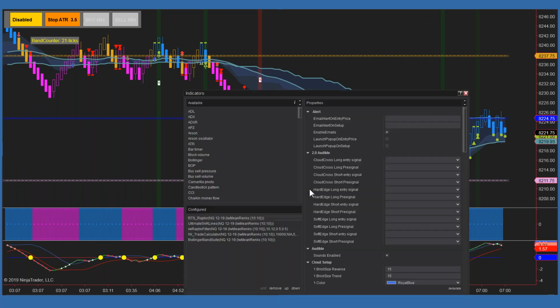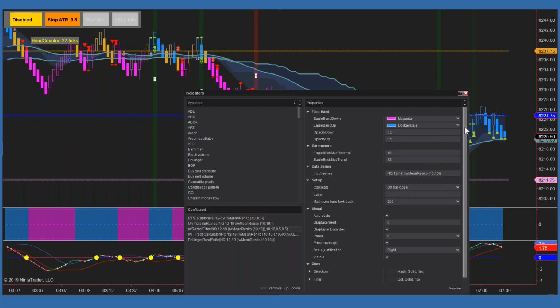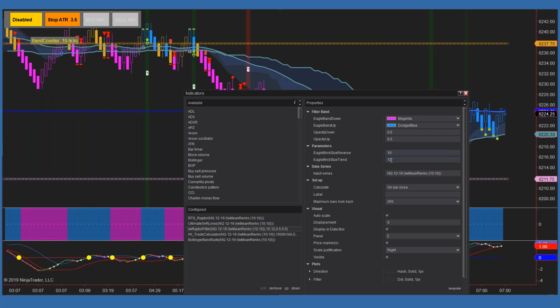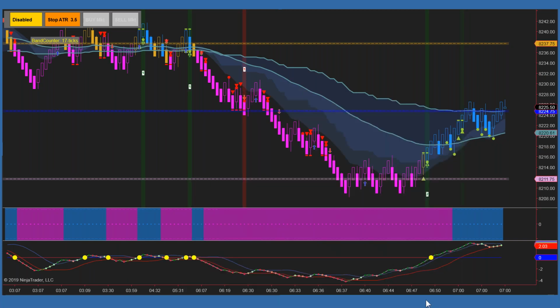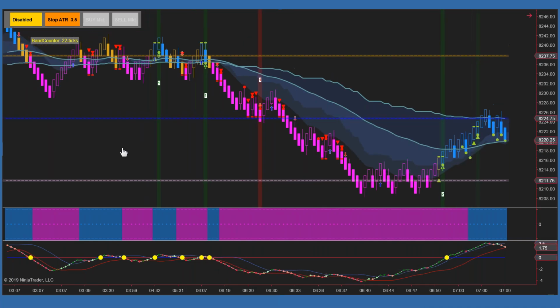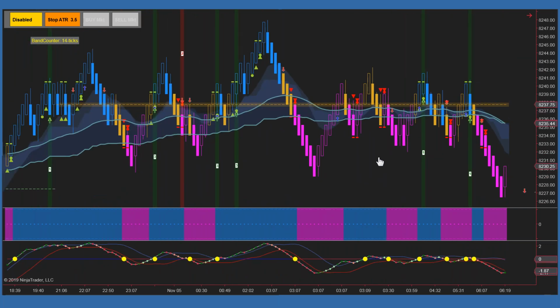The Raptor filter is actually based on the Eagle. It's already up at 10 and 12 ticks, so I'll just leave it the way it is. Generally speaking, this is going to be the same as your brick size. And it's more of a momentum style filter. The idea is that it shows you when the market is changing bias. And it does this by comparing the size of the bricks.